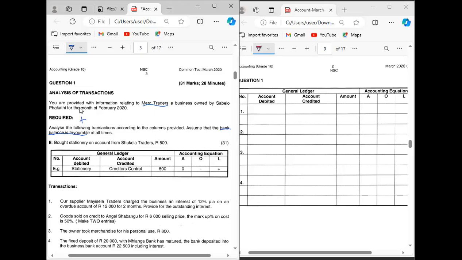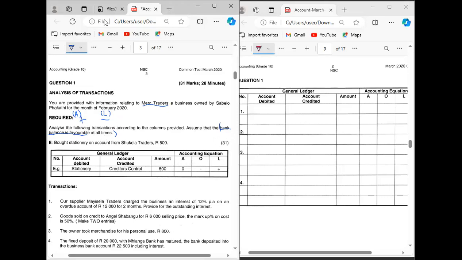If it's positive, then we know that our bank is classified as an asset. And if the bank is unfavorable, then the bank will be shown by a negative sign, meaning that our bank will be a liability, meaning our bank is under bank overdraft. You call it bank overdraft, so it's unfavorable. So right now it's very important, guys, before writing, make sure that you know if your bank is favorable or unfavorable.